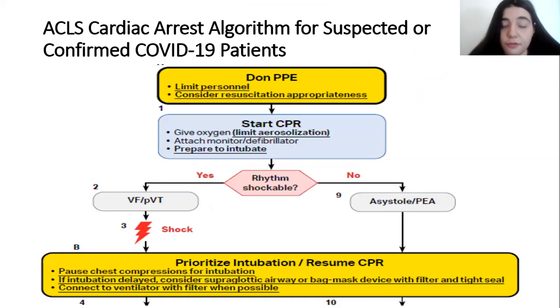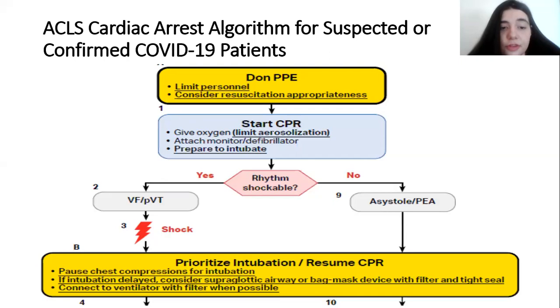If it is a shockable rhythm, then it is VFib or VTach, and you have to shock the patient. And if it is asystole or pulseless electrical activity, there is no need to shock, you need to resume your CPR. Of course, you have to prioritize intubation, pausing chest compression for intubation. If intubation is delayed, consider a supraglottic airway or bag mask device with filter and tight seal, and connect to a ventilator with filter if it's possible also.